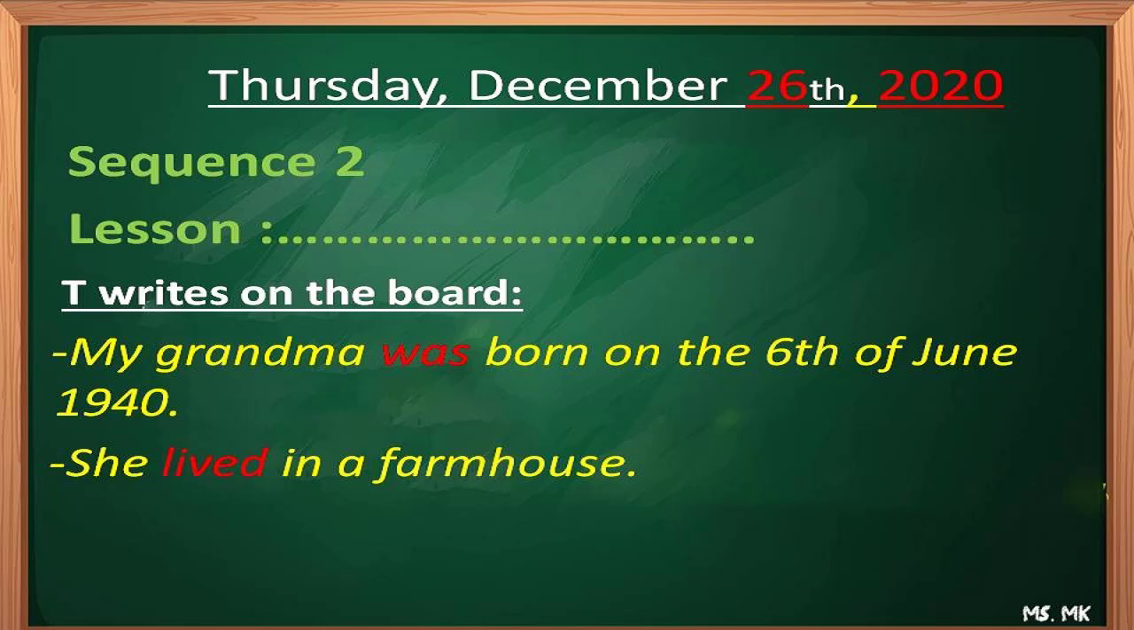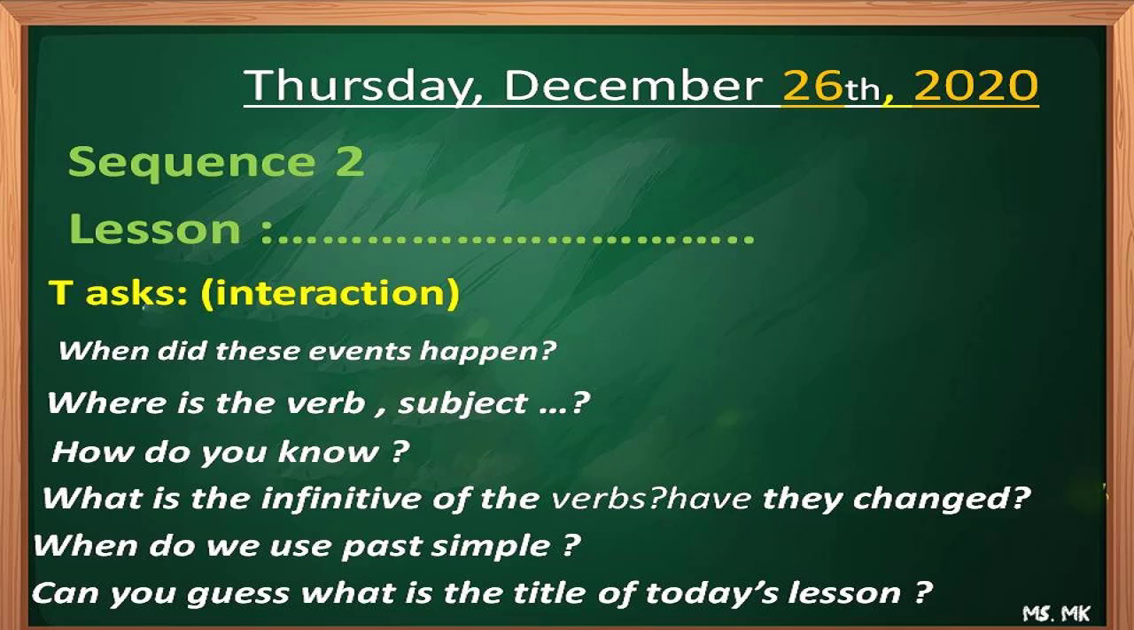Here, you're going to use colors. You're going to highlight the verbs, and you interact with your pupils. You ask questions. When did these events happen? Where is the verb, the subject, etc.? How do you know that these events happened in the past?